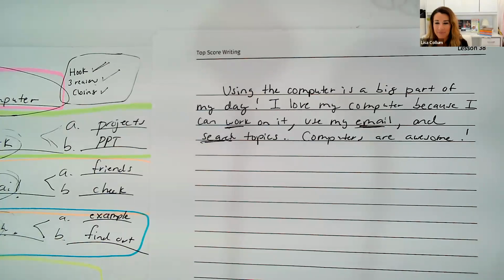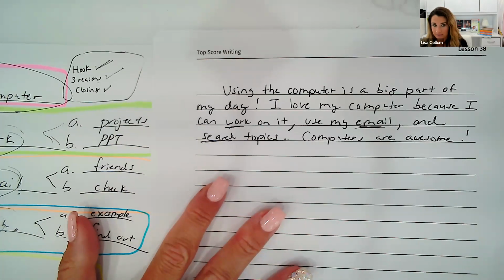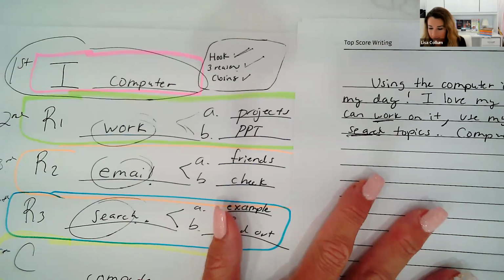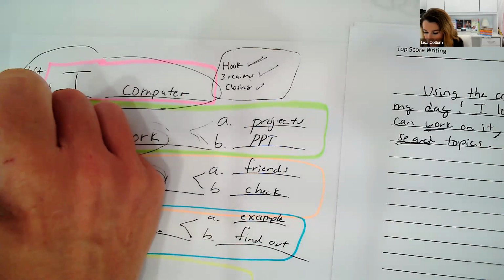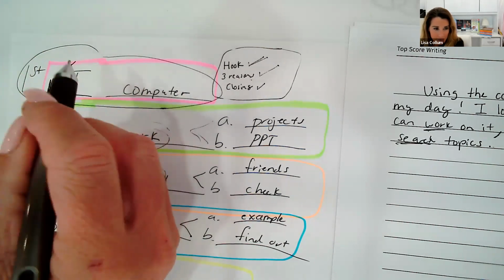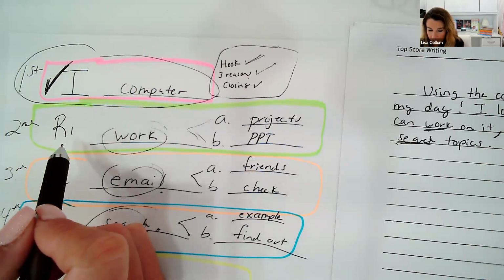Okay, that's time. You should have your introduction paragraph complete. Now, after introduction, look on our planning. This is our roadmap. We did introduction. I'm going to put a big old check next to the I, so we know we're done with the introduction paragraph. Now we're going to write the R1 paragraph.